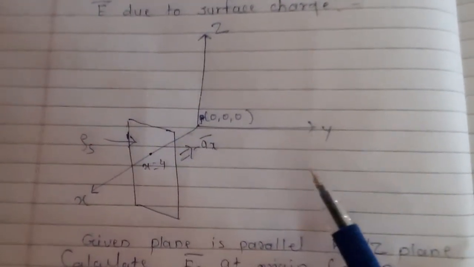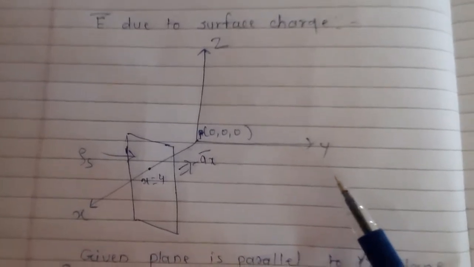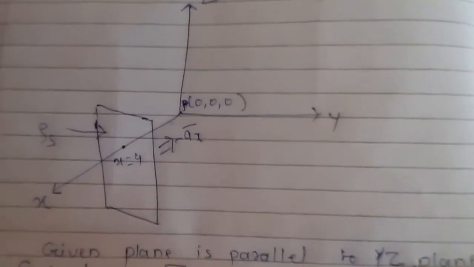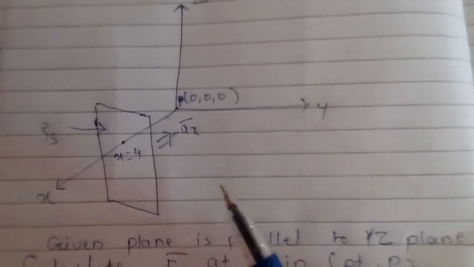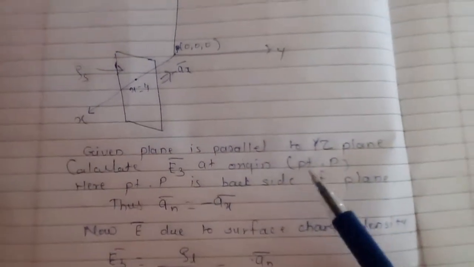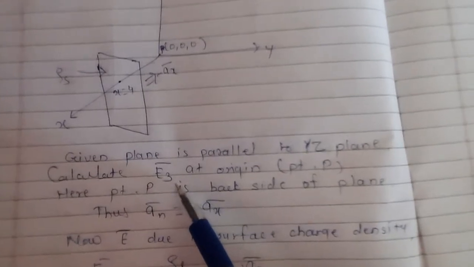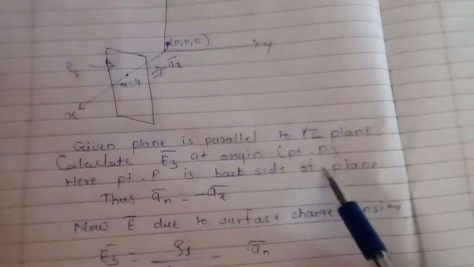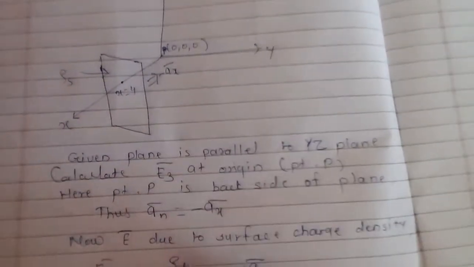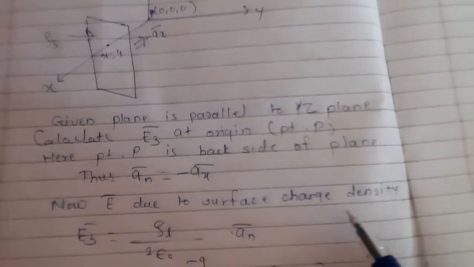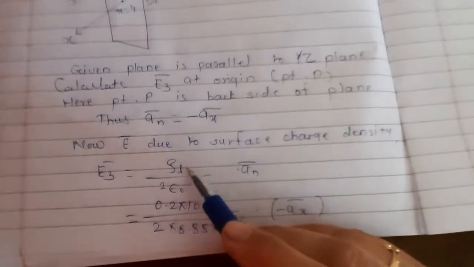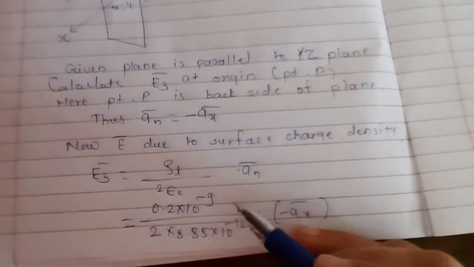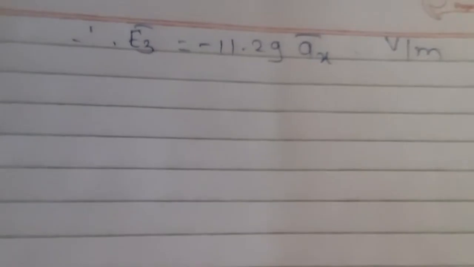So this is the diagram for the E bar due to the surface charge. In the given problem, the value of x is given, so the plane is parallel to the yz plane. We have to find the value of E3 at the origin, that is at point P, but point P is on the backside. So E bar due to the surface charge density formula is this. The value is given as 0.2 nanocoulomb. By solving this we get E3 is equal to minus 11.29 AX bar volt per meter.